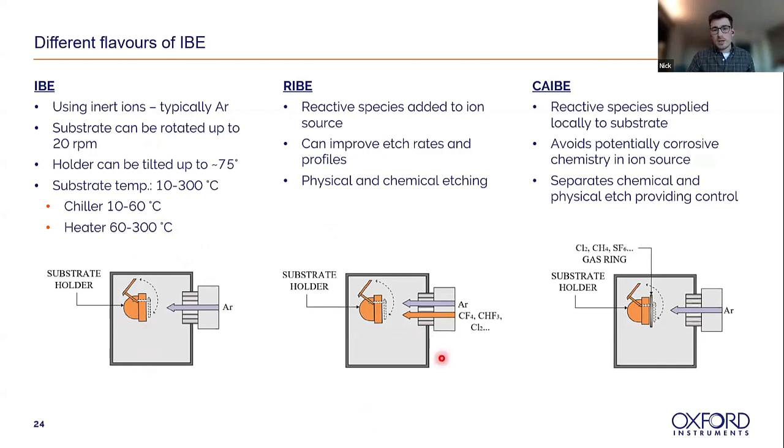We can also do reactive ion beam etching. That can help with selectivity and improving etch rates, and there it's introducing the ions in the ICP plasma. And we can also do chemically assisted ion beam etching, where we introduce the chemistry at the substrate itself, rather than in the ICP source.